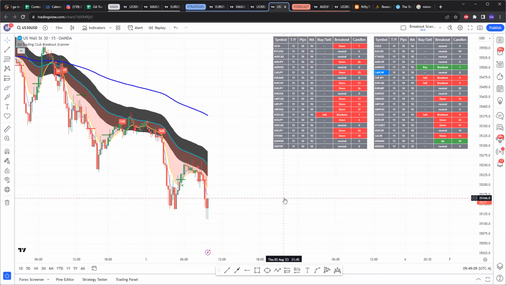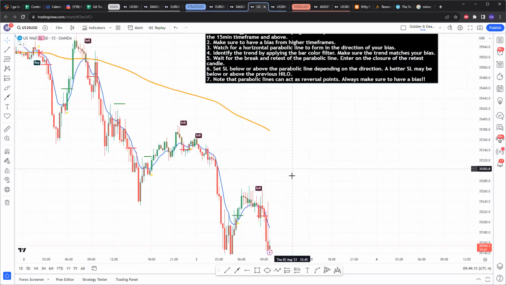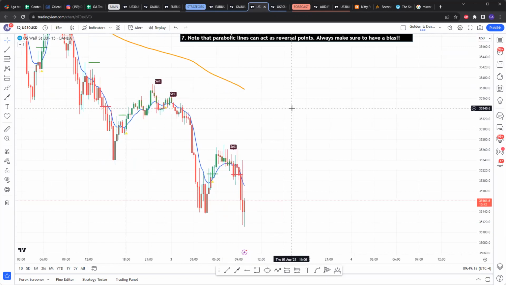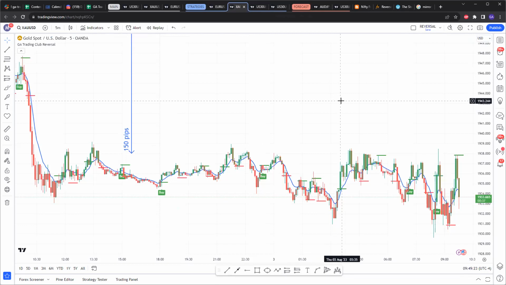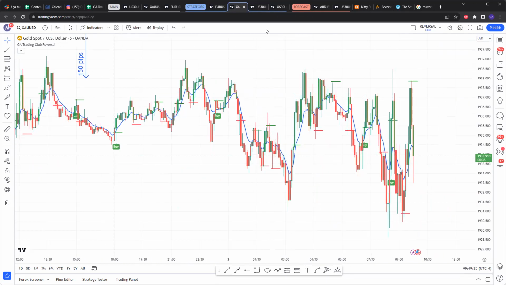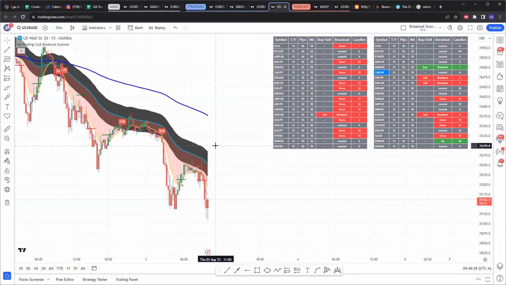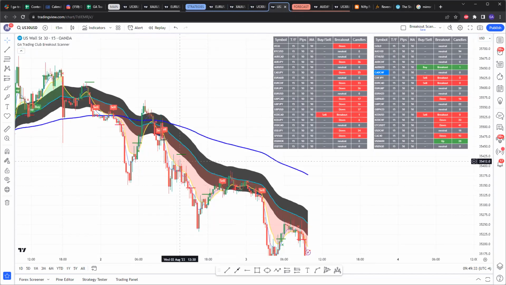Don't try to tie it to the breakout scanner. Don't try to tie it to the process strategy. Don't try to tie it to the breakout, to the reversal entries until you understand it by itself. And now, once you've understood the parabolic strategy by itself, then you can come in and tie it to other strategies. Like for this sell right here on US30 on the 15-minute, we have this parabolic sell zone right here.